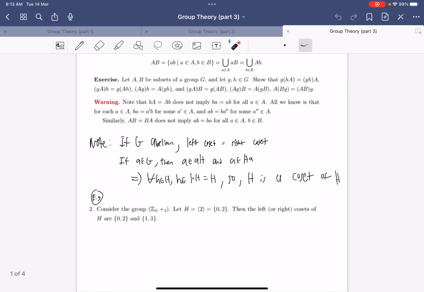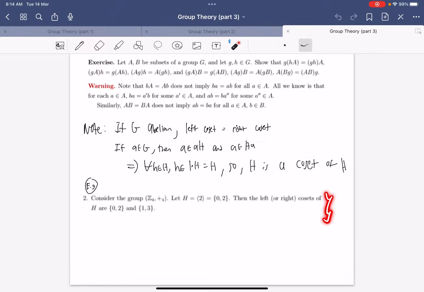If G is abelian, then of course your left coset equals your right coset. And for all elements a in G, a is an element of the coset aH. You can think about it: for all h, h will obviously be an element of H, so that is in the 1 coset. So H is a coset of H itself.